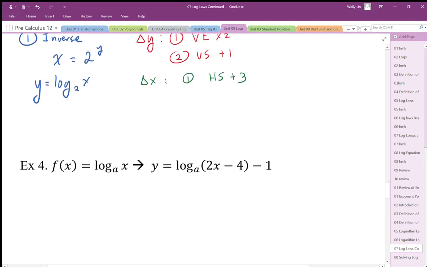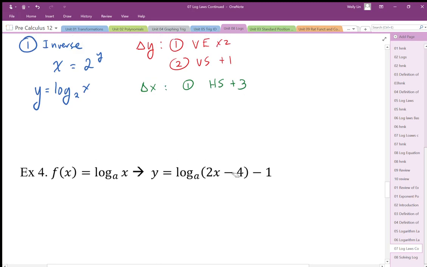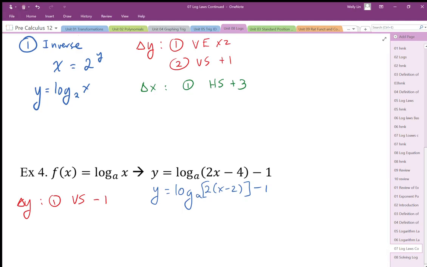Here I have a horizontal transformation and a vertical transformation. I'm going to factor it, because I like the factored form. There's my factored form, and I can see that this is pretty much all horizontal. Actually, I do have a vertical, so I'm just going to start with my vertical. The only thing that happened was a vertical shift down 1. Then I'm going to look at my horizontal.